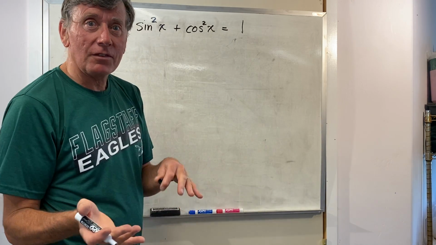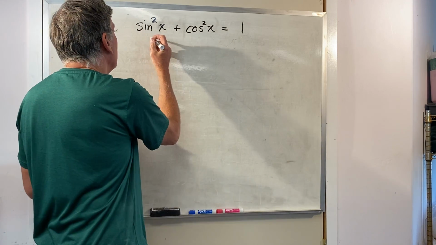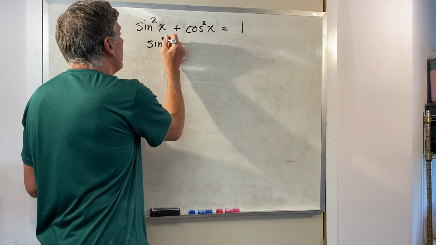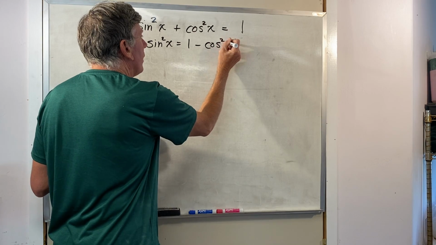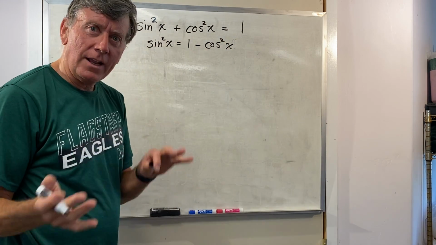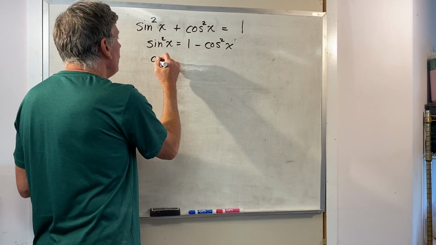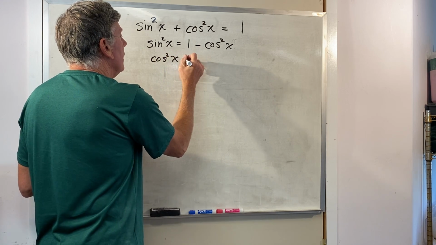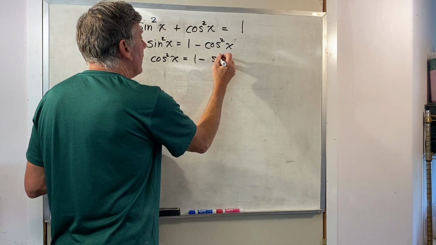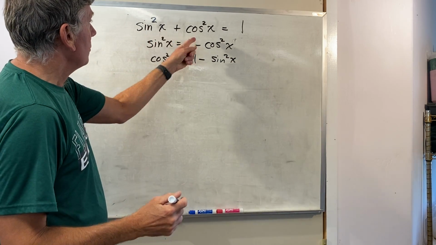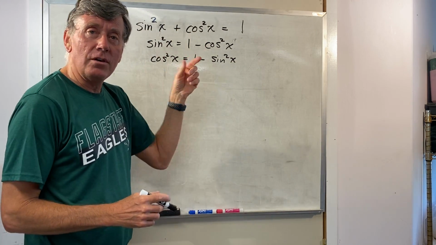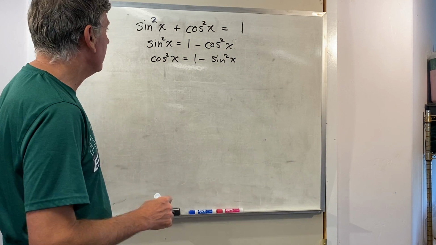Well, variations of this I think you've already seen as well, that the sine squared of x is equal to 1 minus the cosine squared of x. And similarly, the cosine squared of x is equal to 1 minus the sine squared of x. All we're doing is subtracting one of these two and moving it over to the other side.